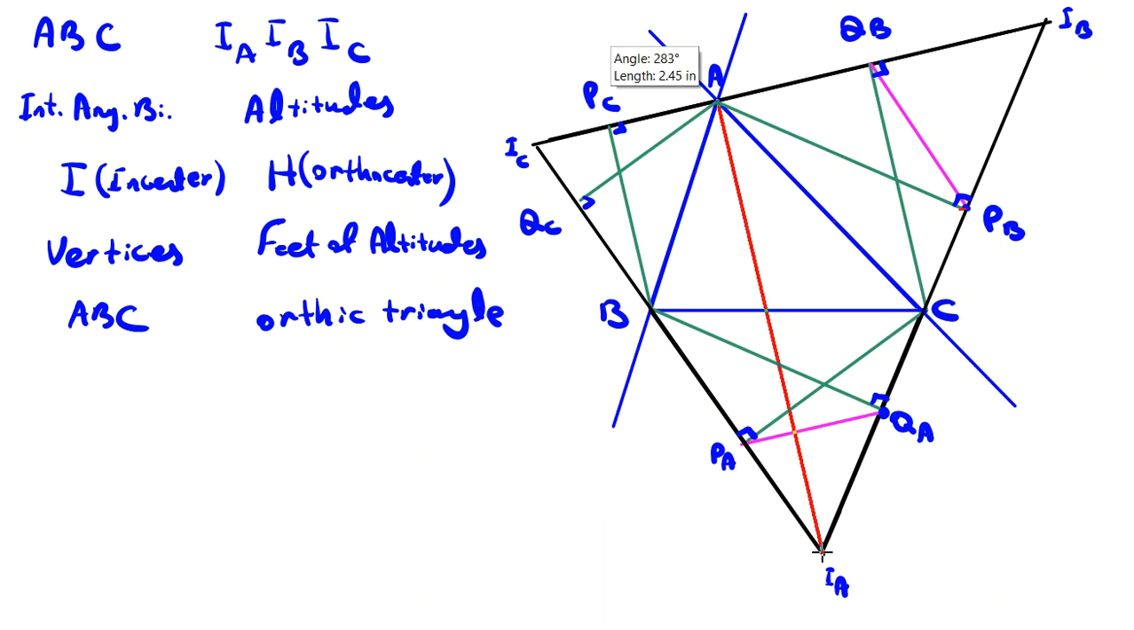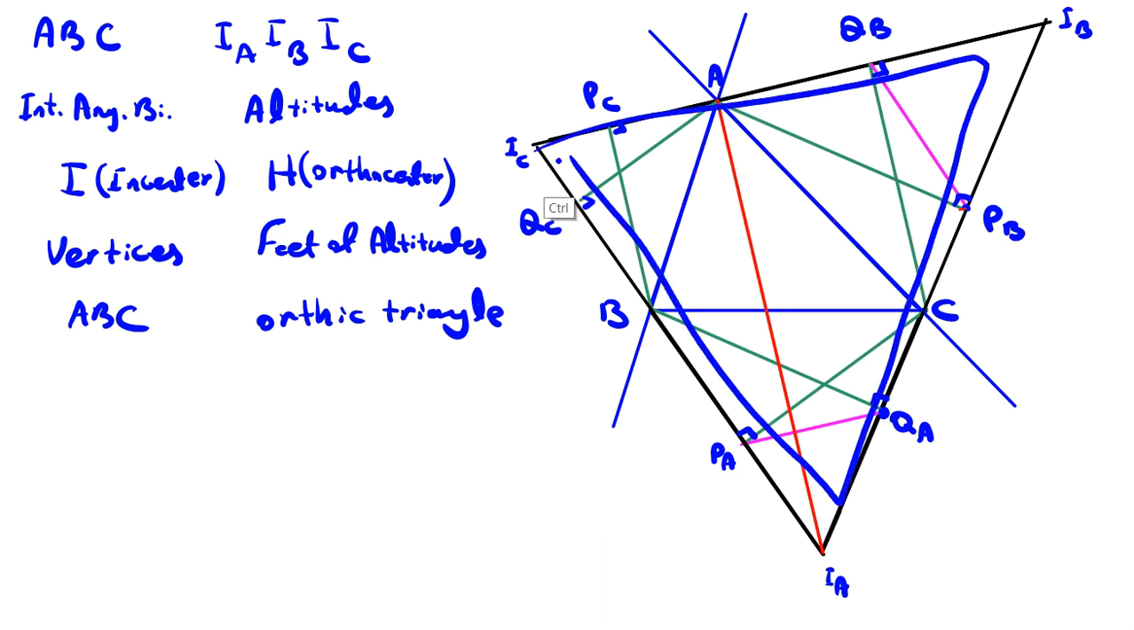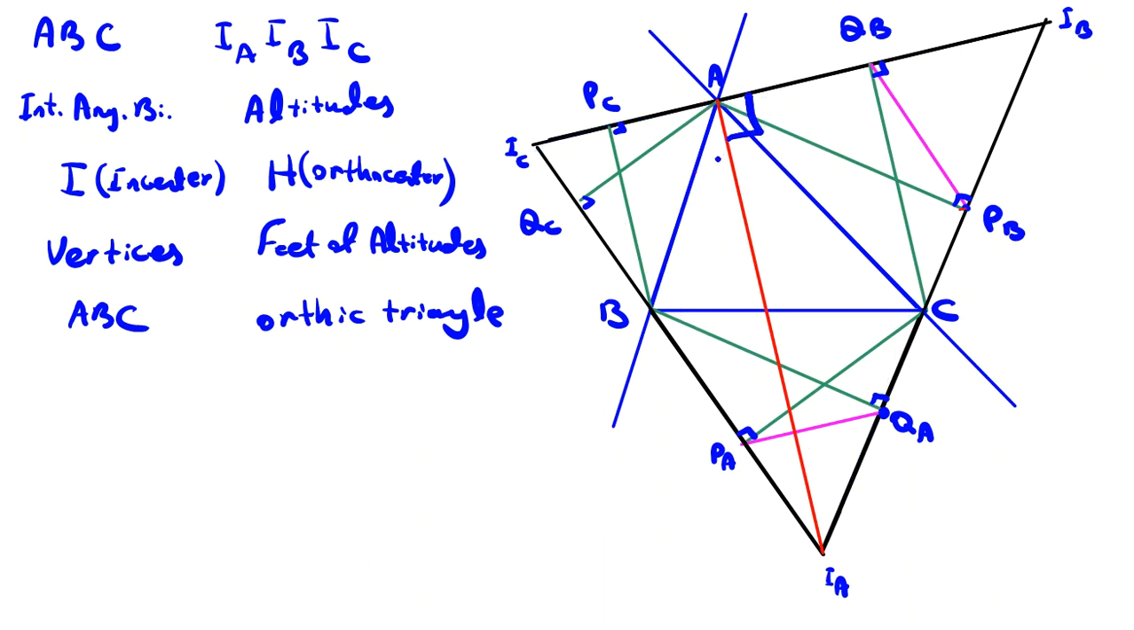So for example, this line, because this is an interior angle, here it is half of this angle, interior, and it is an exterior angle bisector, it is half of this. So we know the sum of this angle plus this angle is 180, so half of this plus half of this is equal to 90. So we can say AIA for ABC is an internal angle bisector, but for the triangle IA, IB, IC, it is an altitude.